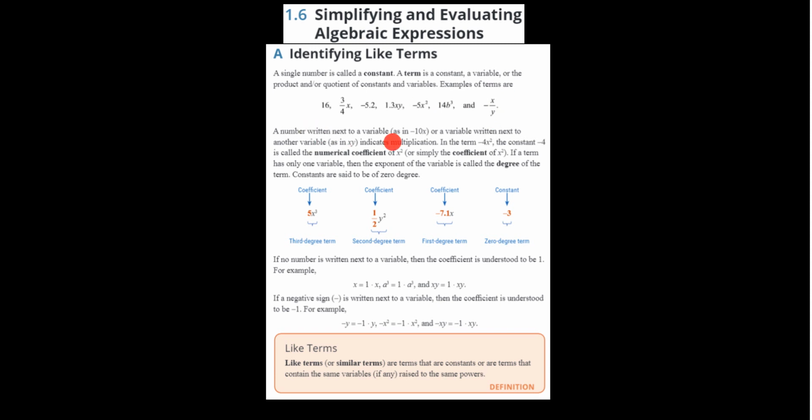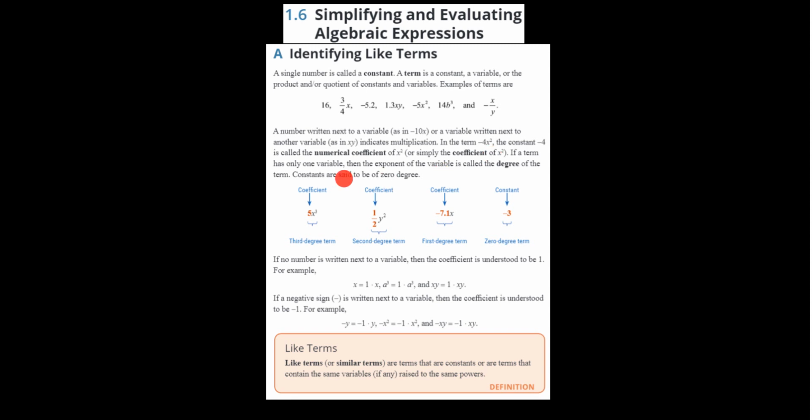A number written next to a variable, as in the negative 10x, or a variable written next to another variable, as in xy, indicates multiplication. Of course, we've talked about that. If there's no addition, subtraction, multiplication, division sign, then it's an implied multiplication. In the term negative 4x squared, the constant negative 4 is called the numerical coefficient of x squared, or simply the coefficient of x squared.